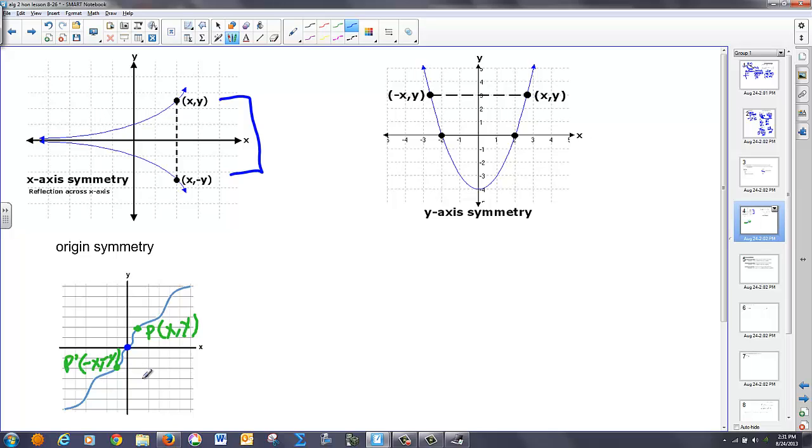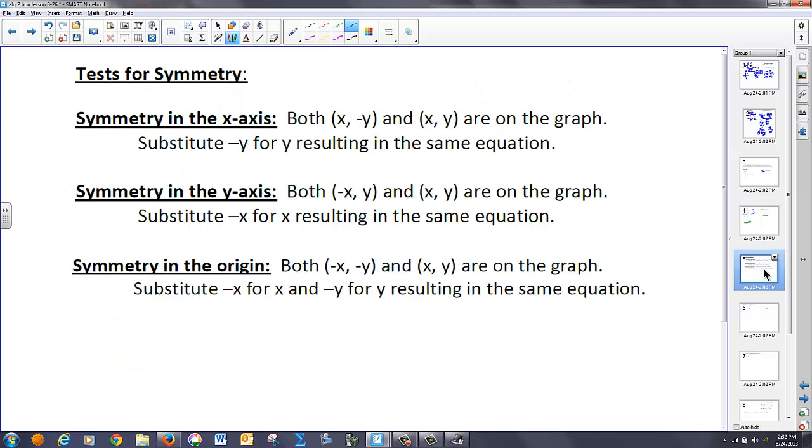Now let's say we can't graph all these. We don't know how to graph all the functions yet. So if we wanted to test whether an equation referenced a function that was y-axis symmetric, x-axis symmetric, or origin symmetric, we could do a test on the points. So here are the points and the test that we're going to use.